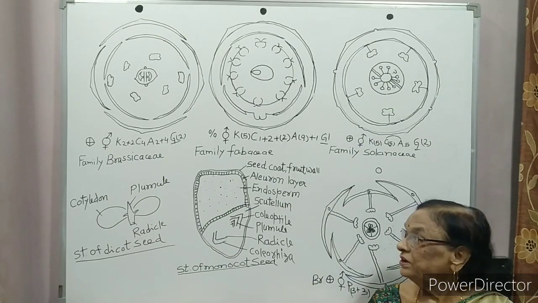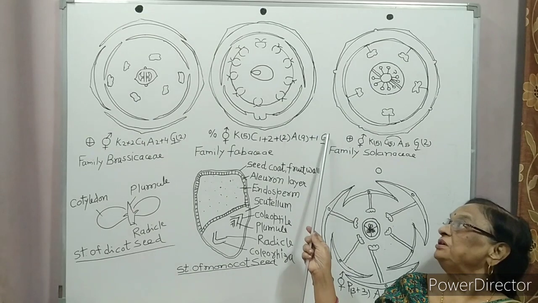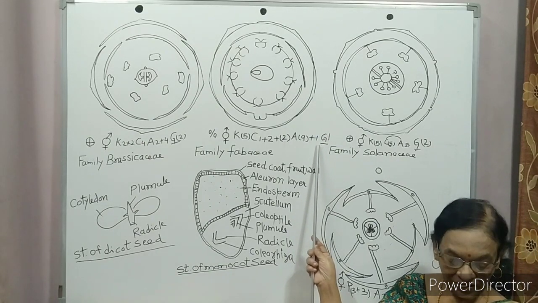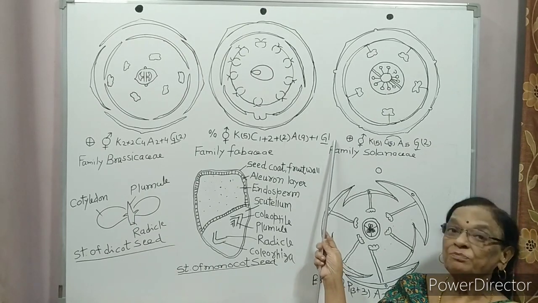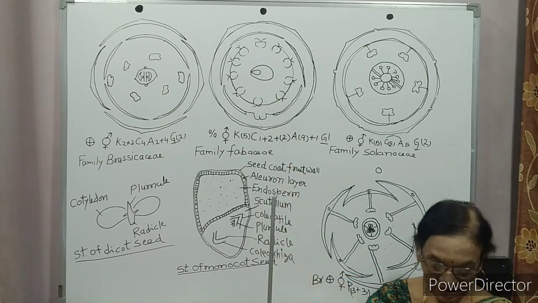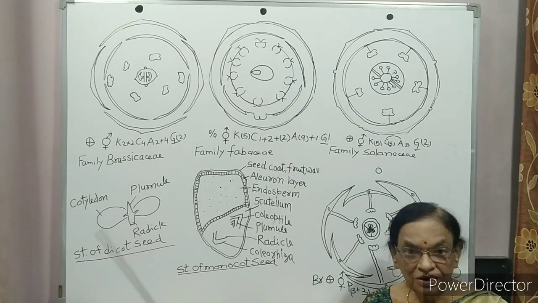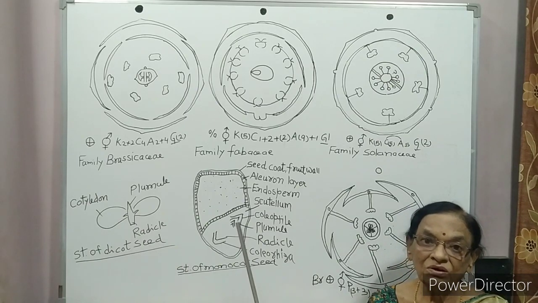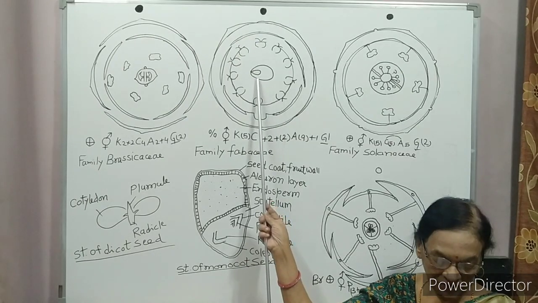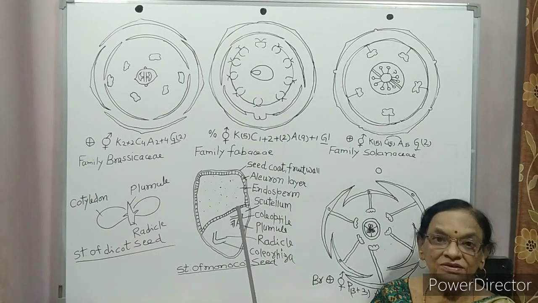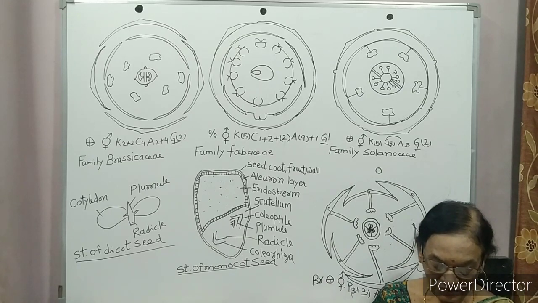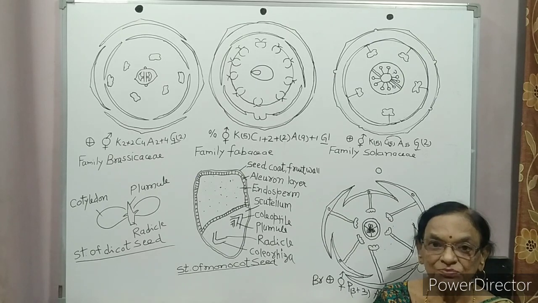Gynoecium, ovary superior. Superior means the line is below the gynoecium. Monocarpellary, single carpel. Can you see the single carpel with many ovules and unilocular? Uni means a single chamber inside the ovary. Style is single. Fruit, legume, one to many seeds and non-endospermic.